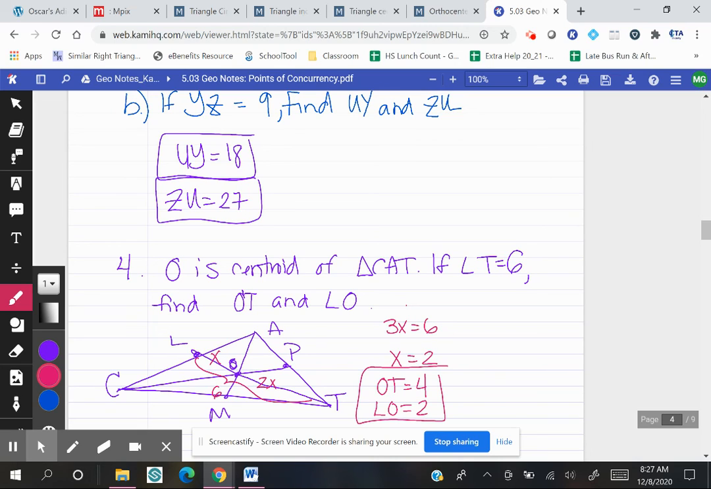All right, and that's it. So again, a lot of studying you guys have to do, knowing those 4 terms. Perpendicular bisectors meet at the circumcenter, angle bisectors at the incenter, medians at the centroid, and altitudes at the orthocenter.